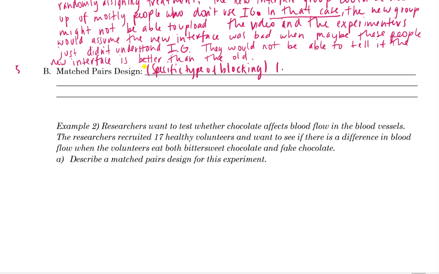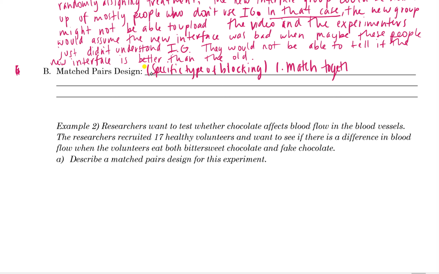So the way that might look in the previous example is I would pair up each of the Instagram users and each of the non-Instagram users, and one of my people in my pair would use the new interface and one would use the old one, and I would basically compare who did a better job or who uploaded a video quicker or whatever.